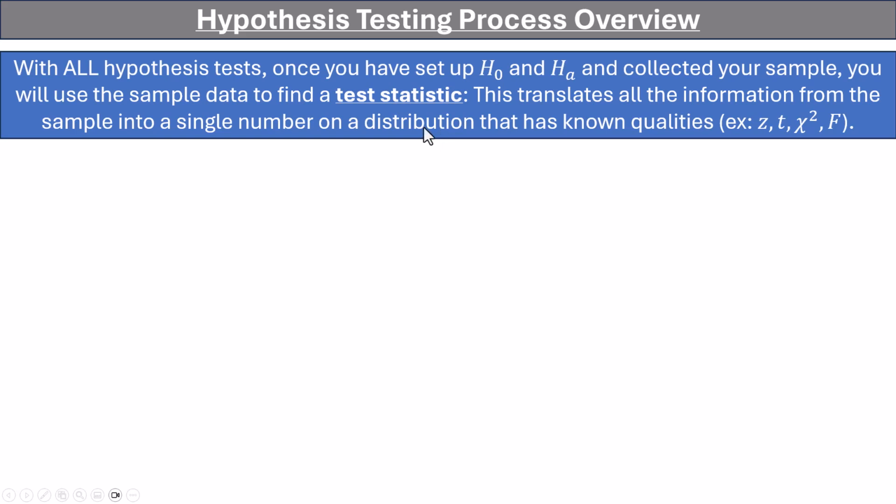This is always going to be a value associated with some known distribution. And the distributions we're going to be using in this class are going to be either the z distribution or t distribution, two that you maybe are familiar with, as well as the chi-square distribution or the f distribution.